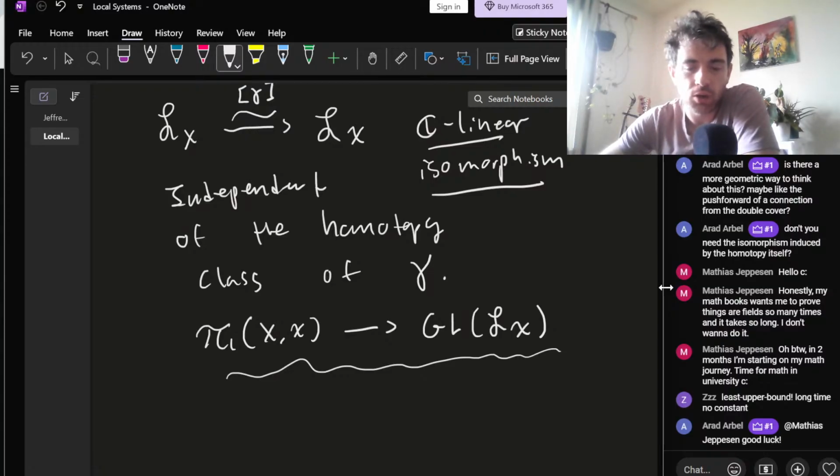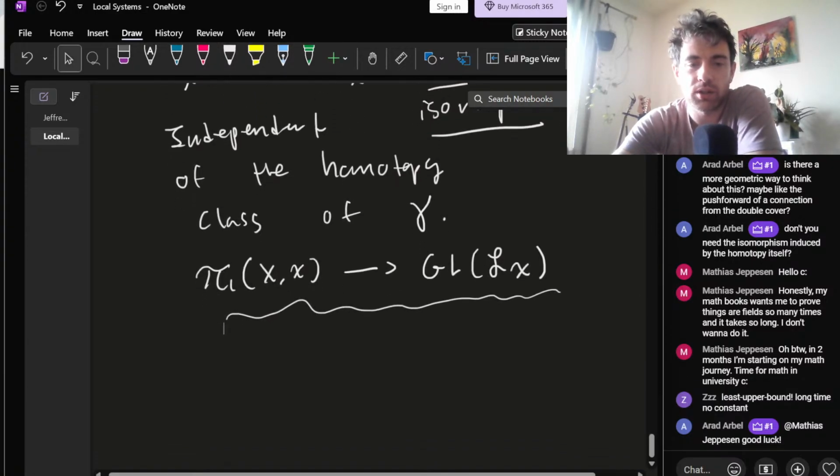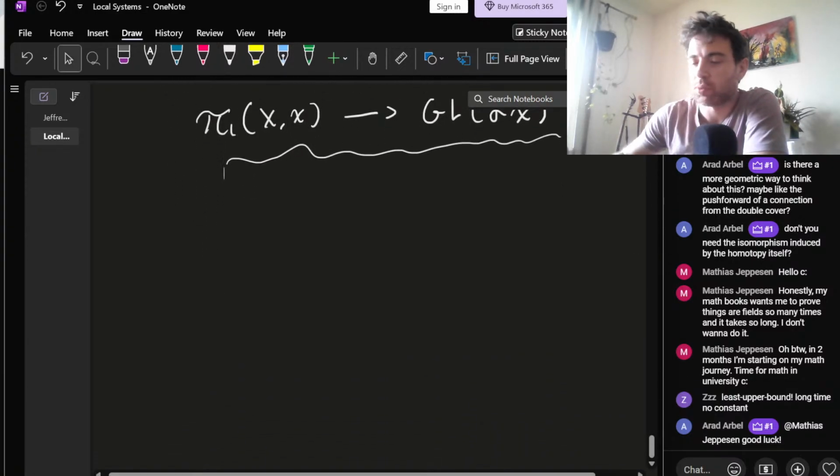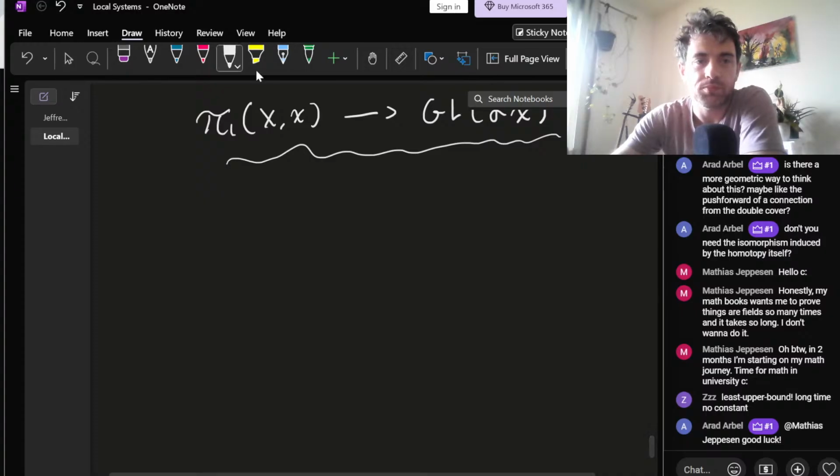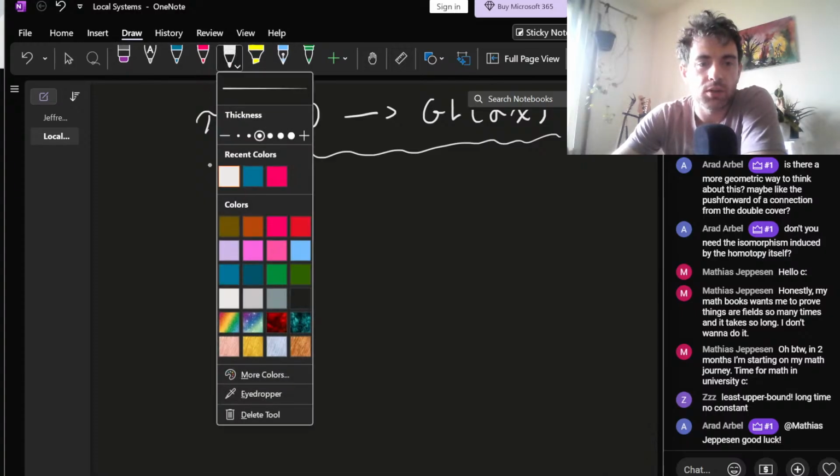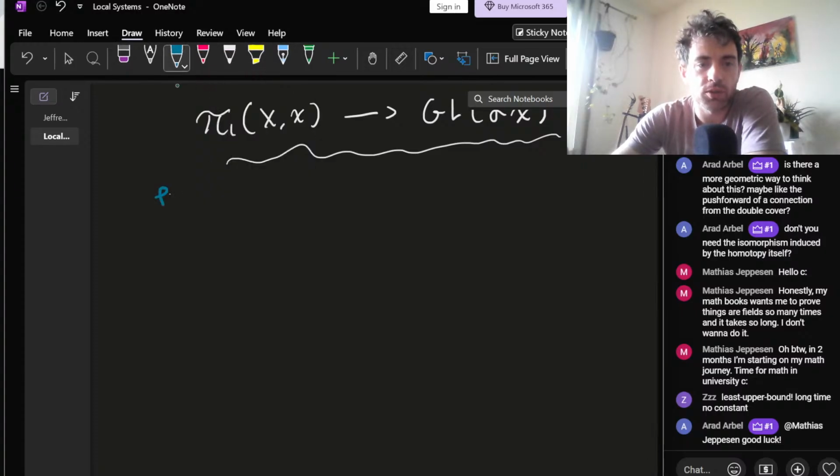Yeah, okay, so let's see if I can do this explicit example live. So we've got our local system defined by this differential equation.